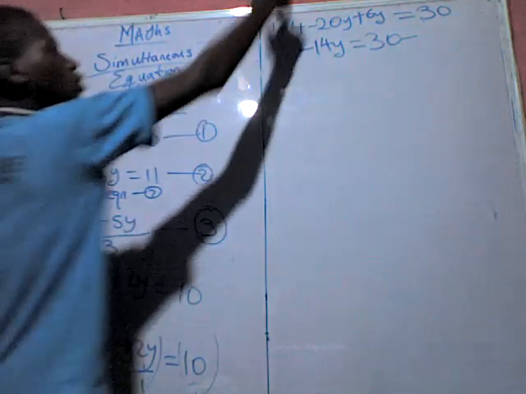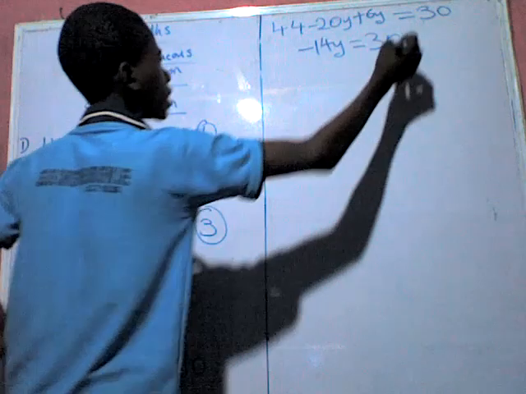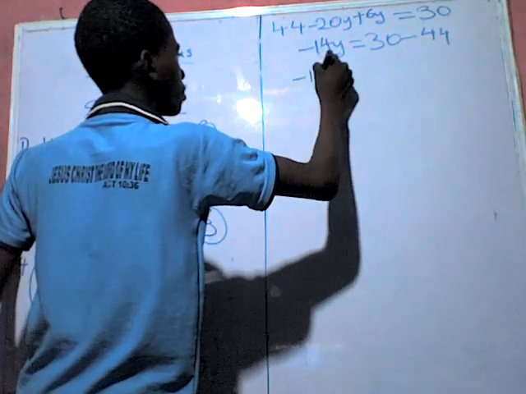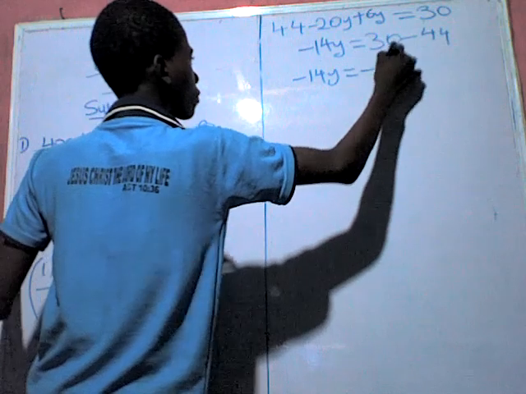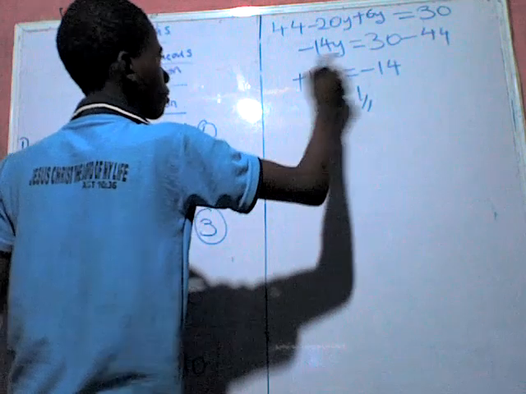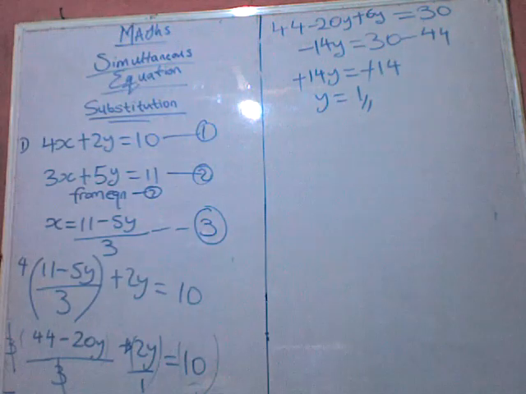So our 44 is moving to the other side of the equality sign, giving us minus 44. So we have minus 14y equals minus 14. So our y equals 1.